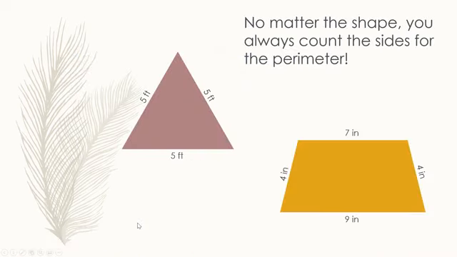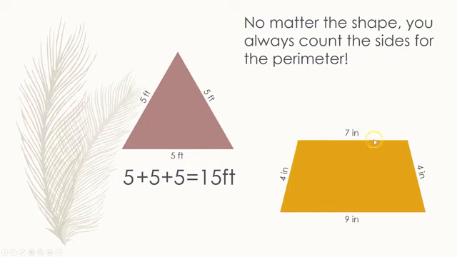No matter the shape, you are always going to count the sides for the perimeter. In this triangle, I have 5 feet and 5 feet and 5 feet. When I add all 3 of those sides together, I get 15 feet. If each side is the same length on the shape, you can also skip count to figure out the sides. 5, 10, 15.